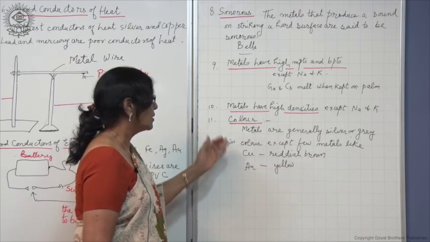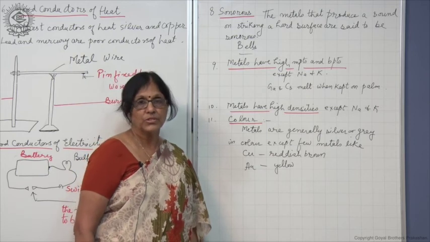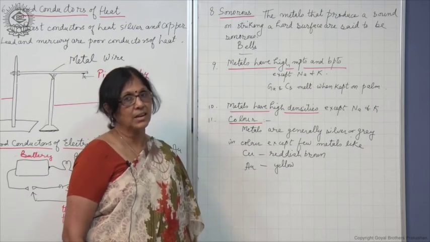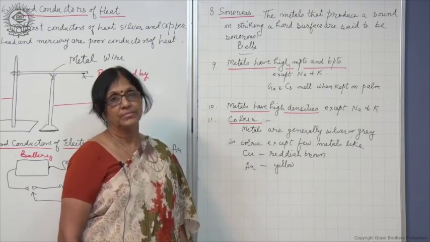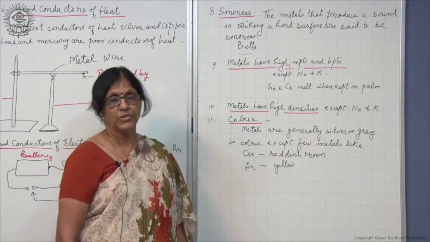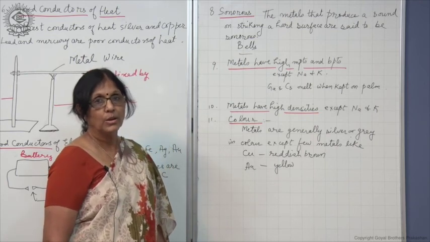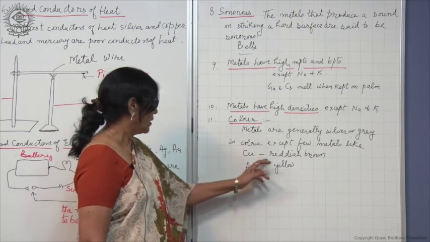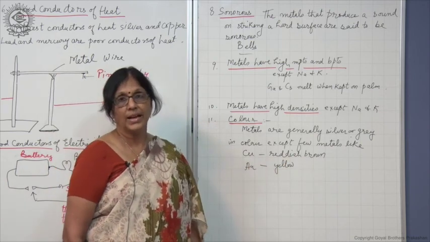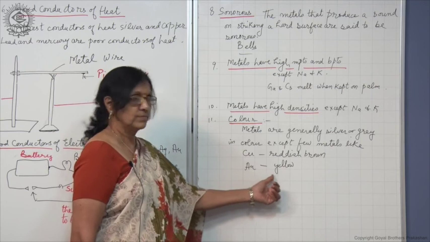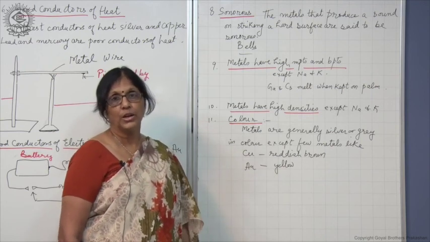Now, let us see the color of the metals. You must have seen that most of the metals are either silver or grey in color, but there are certain metals which have different colors, like copper, which is reddish brown in color, and gold, which is shining yellow in color.